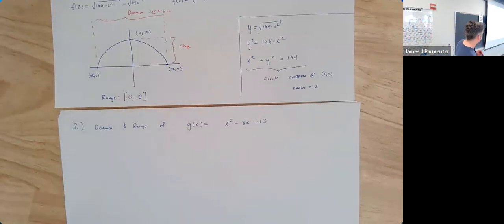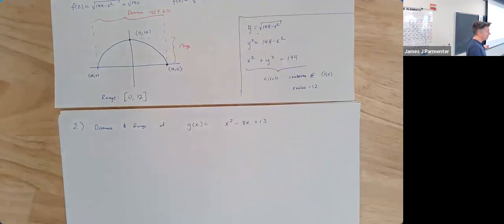So g of x equal to x squared minus 8x plus 13 is a quadratic. It's a polynomial, right? Polynomials have all non-negative integer powers of x. That's what makes a polynomial, because all the variables are raised to non-negative integer powers.